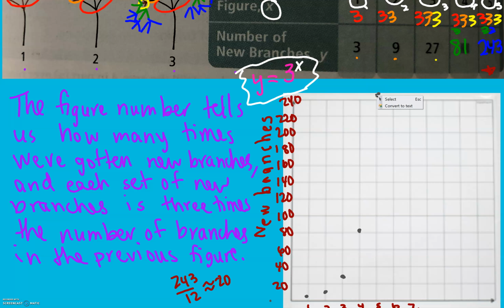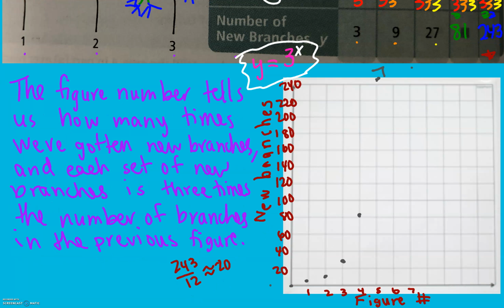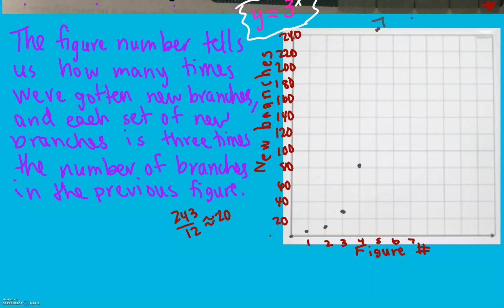And if we look here, we cannot connect those because I don't have an in-between number of figures. I guess I could go 0, but I can't go any further to the left. And I could go further to the right. We could add more branches based off more figures. If we look here, because this doesn't go up by the same amount each time, I can't use a straight edge to connect that. That means this is nonlinear.